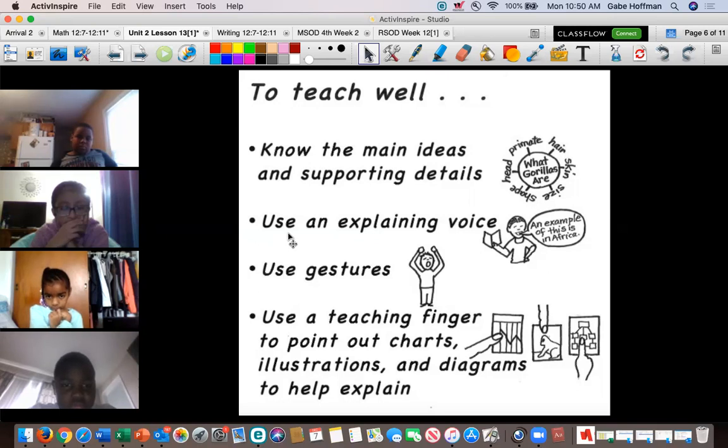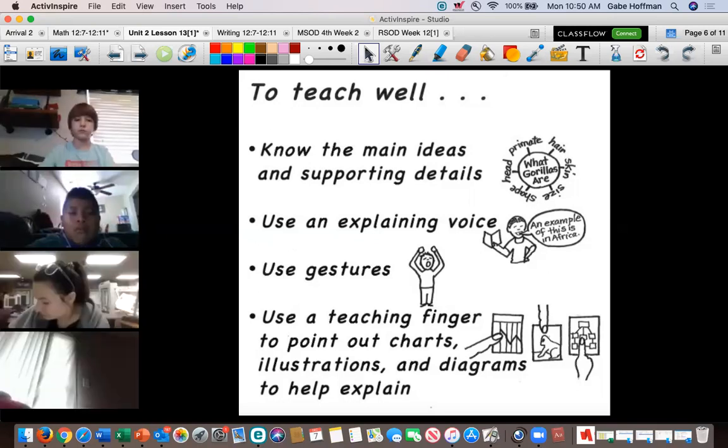Use gestures. You guys probably notice, especially maybe not as much virtually, but when I was in the classroom, I talk with my hands a lot. I move my hands. I point to things. I do those kinds of things when I teach. I don't just stand there.